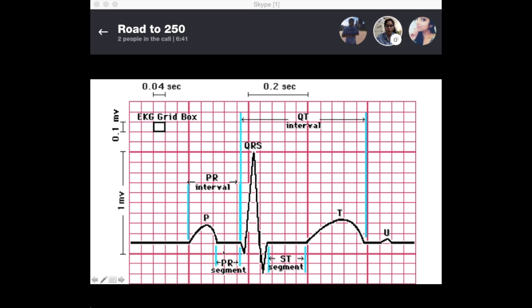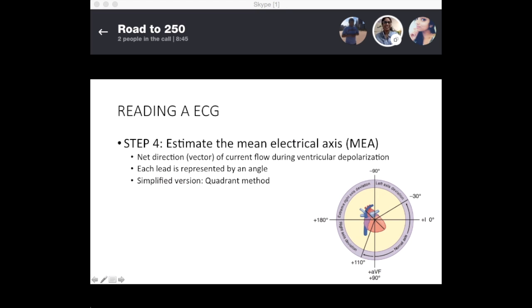or 120 to 200 milliseconds. As we see here, starting at the P, we have 1, 2, 3, 4 and a quarter of a box, which is normal, as that falls between 3 to 5 small boxes. And then I guess it would be important to see whether that seems consistent throughout the entire ECG, or at least through that specific lead that you're looking at. So that's that.